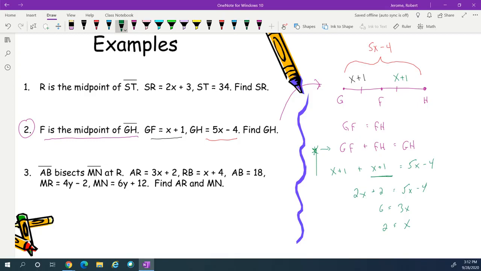And knowing x is 2 is really important. It's just that we're still not done. The question asks us to find GH. Reread the question. Find GH. Okay, we are always going to find x. But then in this one, we need GH. So GH, they told us, GH was 5x minus 4. We're going to plug it in. That's 10 minus 4. So GH equals 6.